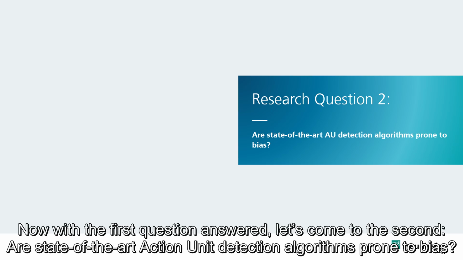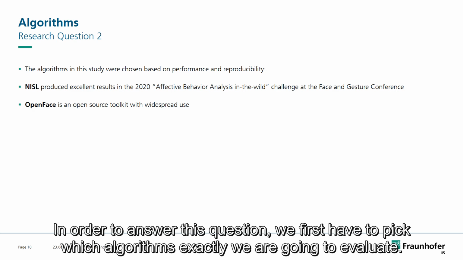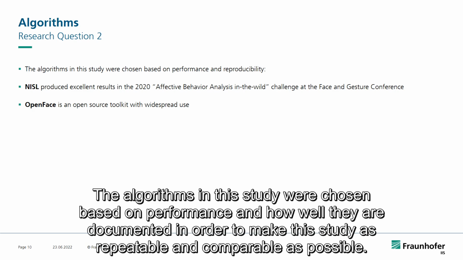Now, with the first question answered, let's come to the second. Are state-of-the-art action unit detection algorithms prone to bias? In order to answer this question, we first have to pick which algorithms exactly we are going to evaluate. The algorithms in this study were chosen based on performance and how well they are documented in order to make this study as repeatable and comparable as possible.